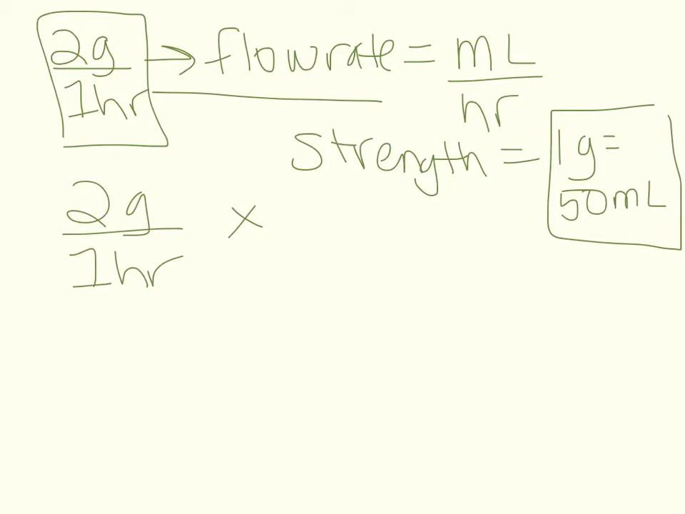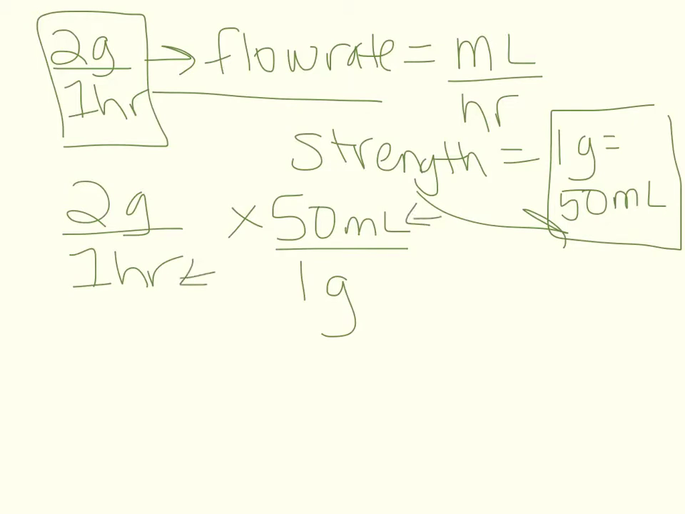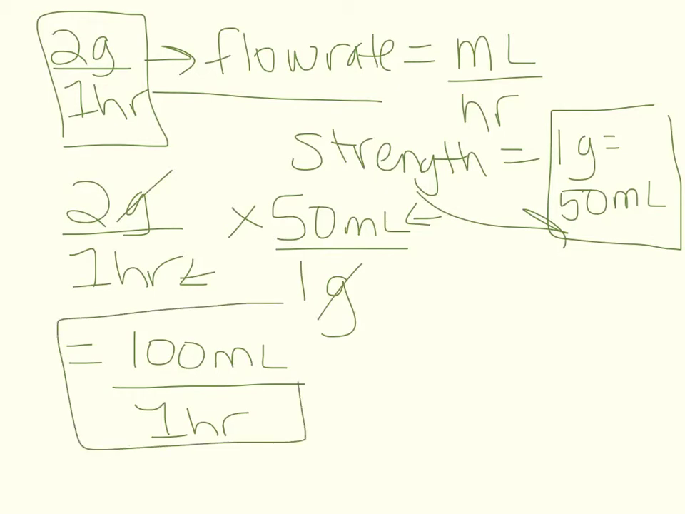Because we're interested in milliliters per hour here, we want the hours to stick around in our 2 grams per 1 hour unit. So we need to get rid of the grams. We're going to use the strength as a unit fraction, but the grams are going to be on the bottom and the 50 milliliters is going to be on the top, because again, we want the milliliters to stick around and we want the hours to stick around. The flow rate is not asking for grams, so we want to get rid of that. So 2 multiplied by 50 milliliters gives you 100 milliliters, and then 1 hour multiplied by 1 gives you 1 hour. So our flow rate is actually 100 milliliters per hour.